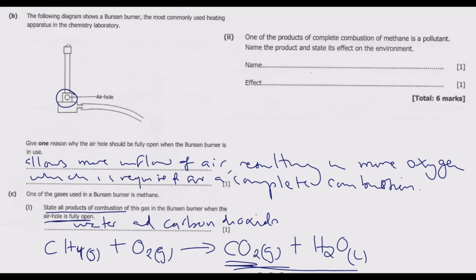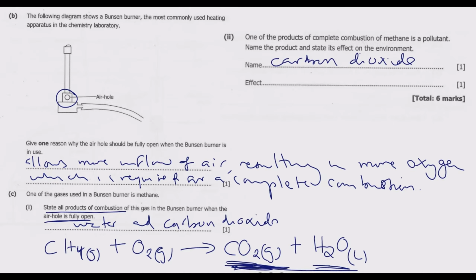Let's look at Roman numeral 2. One of the products of complete combustion of methane is a pollutant. Name the product and state its effect on the environment. One of the products which is a pollutant in this case is carbon dioxide. Water is not a pollutant. So the name is carbon dioxide.